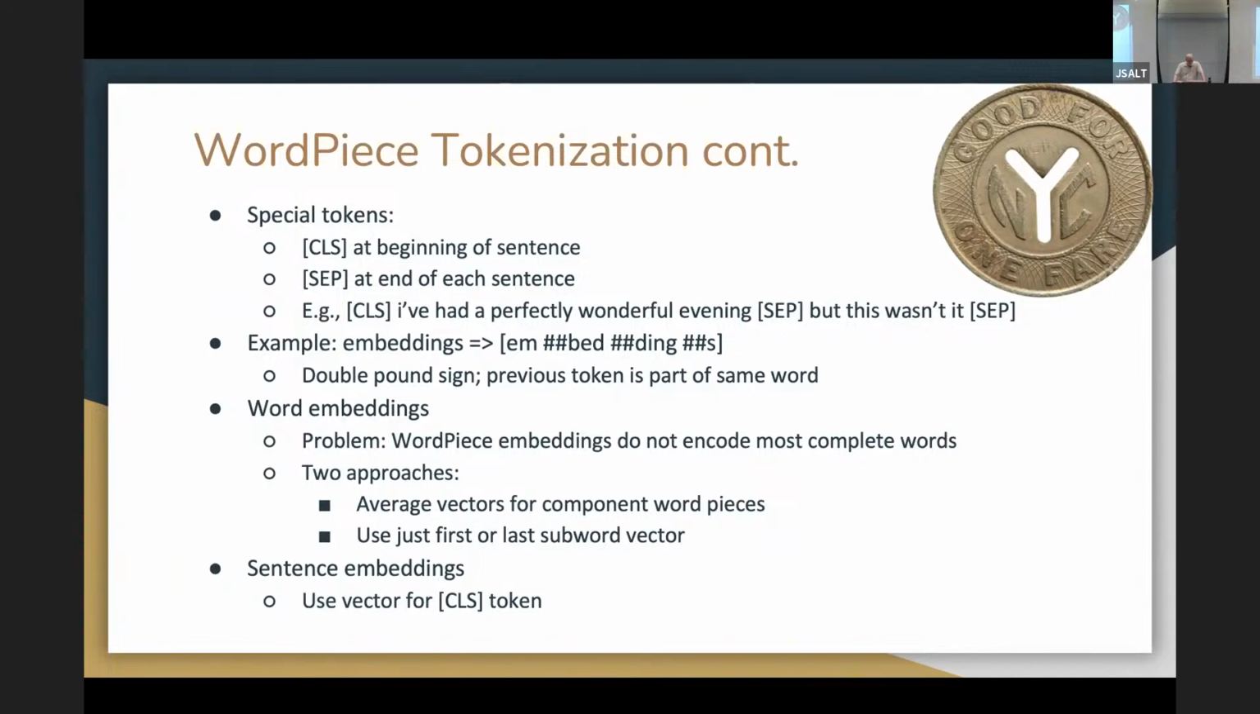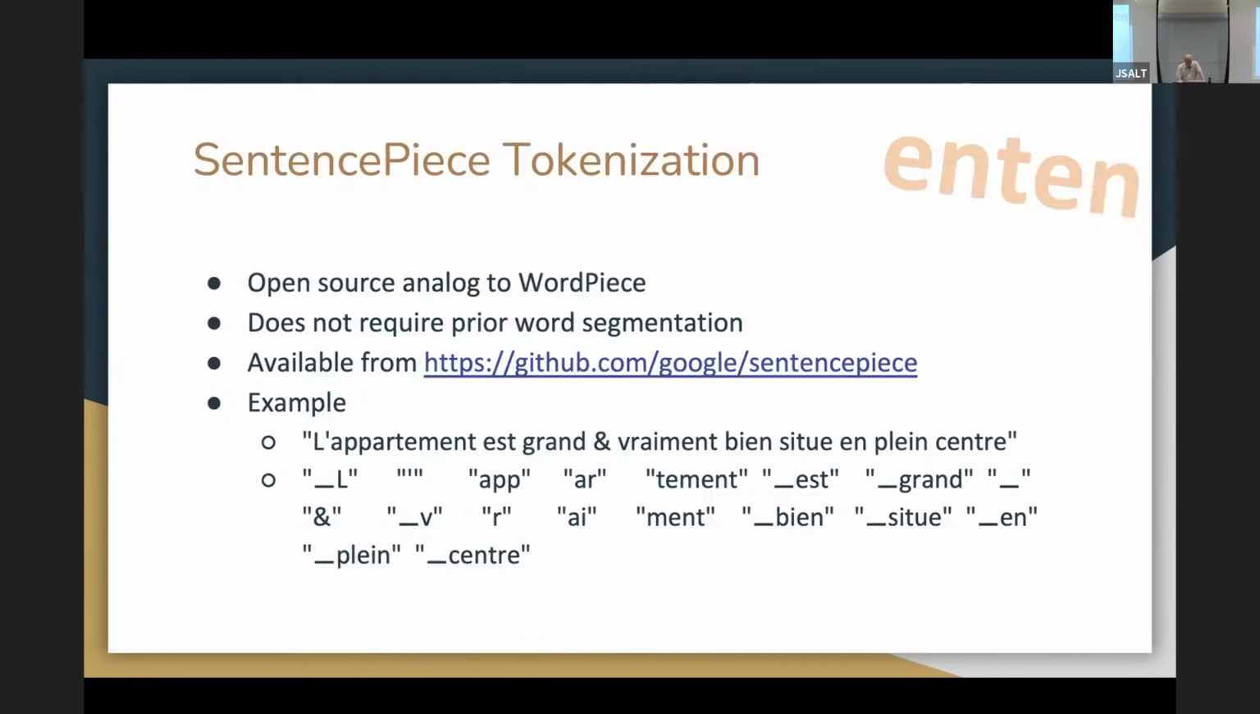And there's a general notion of how do you map back from subwords to words. Basically, these things are all taking tokens and mapping them to some vector. So if you have a word that's broken up into two pieces, you have two vectors, how do you handle that? Some folks will just average those vectors. Some will just use the first one or the last one, and so on. Okay, that's WordPiece. SentencePiece is open source, doesn't require segmentation. It's available. There's an example.